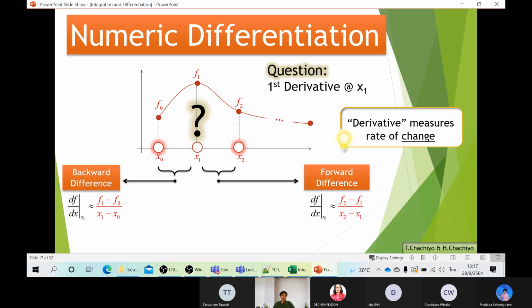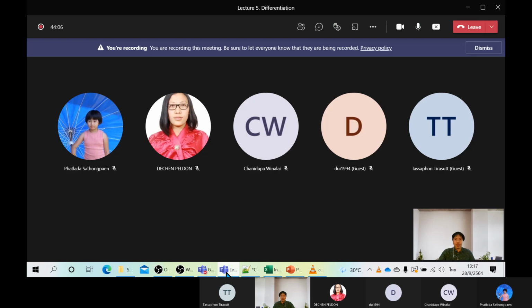What else can be used to compute the change? Yes, the difference between x0 and x2? Okay, so the point on the right and the point on the left. Okay, very good. Who was that? I didn't get it. Okay, thank you.